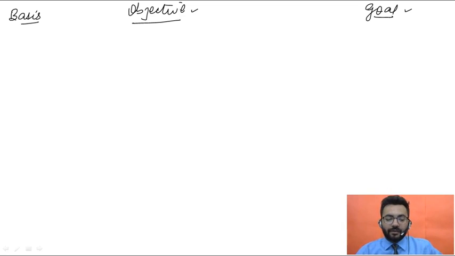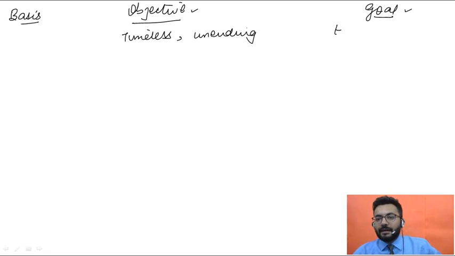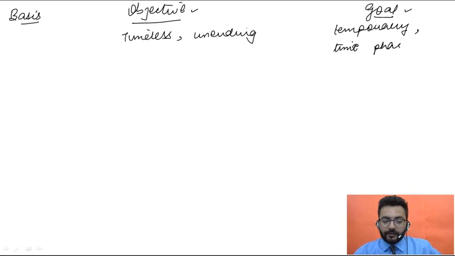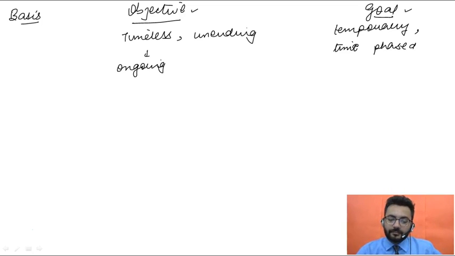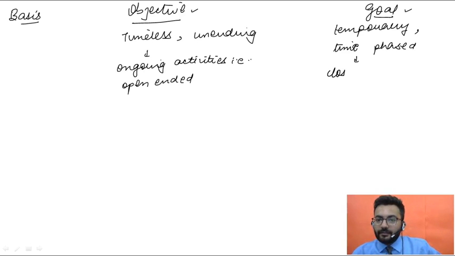What you have to do, you have to first of all write. Objectives are timeless, unending. Goals are temporary. I hope you guys can make sentences properly. Time-phased. If objectives relate to ongoing activities, that is, it is open-ended. And when it comes to a goal, it means it is close-ended.